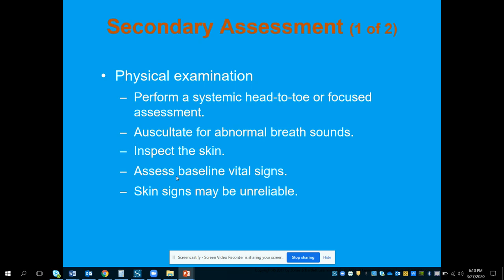We want to auscultate for those abnormal breath sounds. We're looking for skin temperature, color, and condition, and also the presence of any hives or wheals. We want to assess our baseline vital signs.